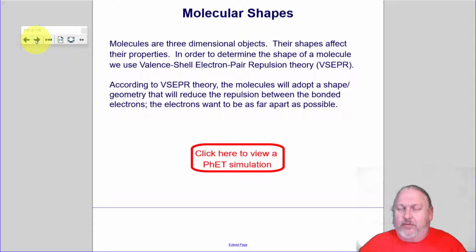So, in order to determine what the shape of the molecule is, we're going to use something called VSEPR. It stands for Valence Shell Electron Pair Repulsion Theory. And what it does, it accounts for the different shapes of the different molecules. So, according to VSEPR theory, the molecule is going to adopt the shape or the geometry that's going to reduce the repulsion between the bonded electrons. Think about it. The electrons don't like each other. They want to be as far apart as possible.